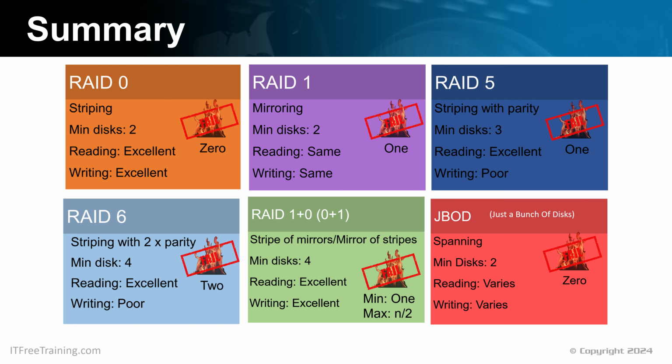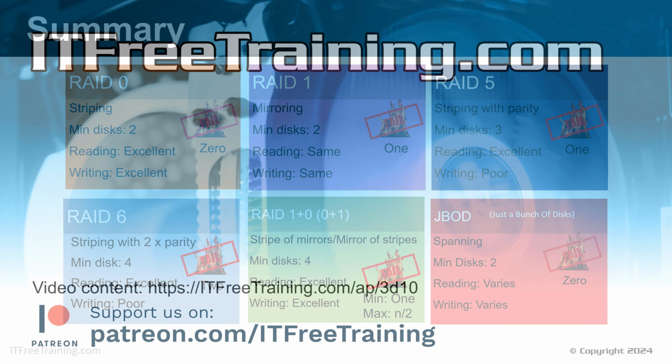To use JBOD, you require a minimum of 2 disks. As the data is not being striped, your read and write performance will depend on which storage device is being accessed, and thus your performance varies. Since there is no redundancy, if a storage device fails, you risk losing all the data.